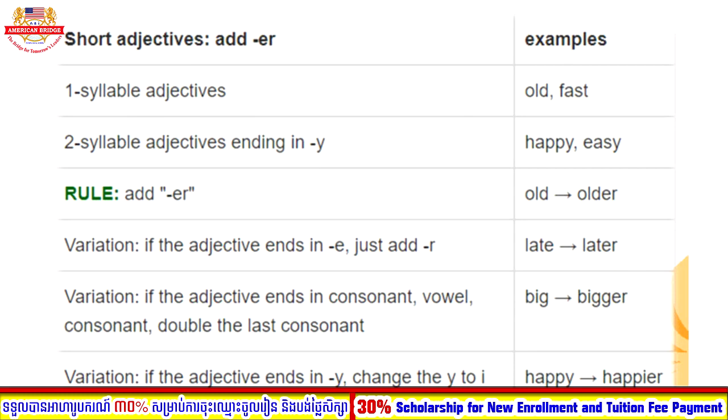So teacher explained this already. Students, do you understand the short adjective? Again, short adjective means we talk about adjectives that have one or two syllables. So one syllable, we add er, two syllables that end in y, we change y into ier. Got it? If you have any question, just leave a question. So now let's move to the other part. We are going to move to long adjectives, use more.